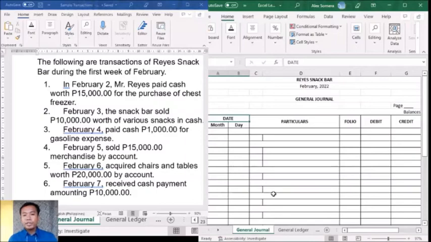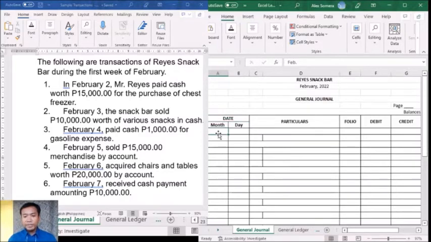Okay, so this time I'm gonna show you how to record financial transactions in a general journal. And for this exercise, we will use Reyes snack bar as our examples. So the following are transactions of Reyes snack bar during the first week of February. Number 1, on February 2, Mr. Reyes paid cash worth 15,000 for the purchase of a chest freezer.